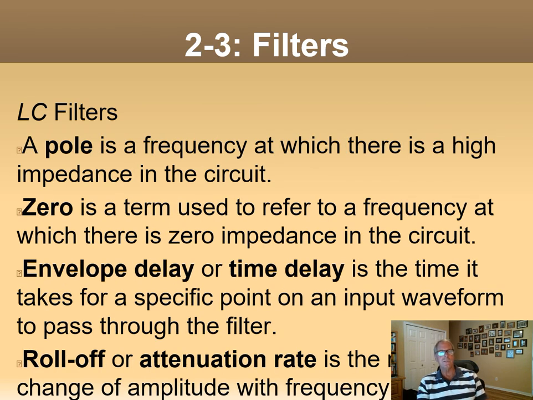There's poles and zeros. You've probably heard about these before. A pole is a frequency at which there's a very high impedance in the circuit. A zero is where the impedance is very low. There's also a time delay, how long it takes for a signal to get through the circuit. That's a phase phenomenon. And then there's an attenuation rate or roll-off rate, which is really dependent on the number of poles of the circuit. Okay.